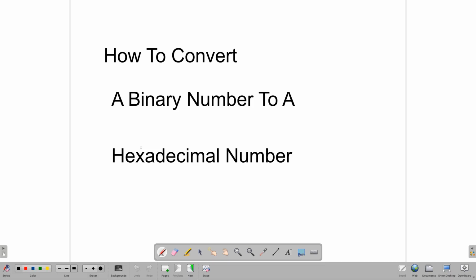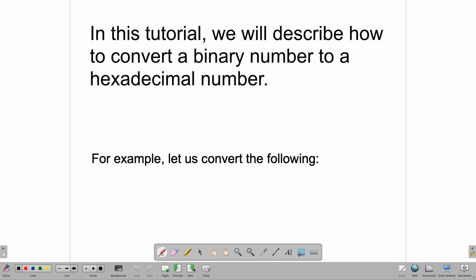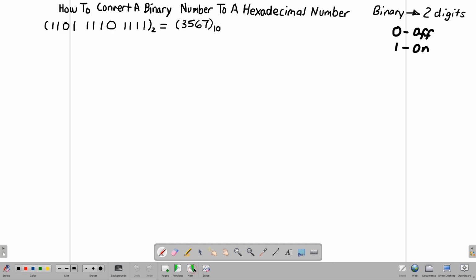How to convert a binary number to a hexadecimal number. In this tutorial, we will describe how to convert a binary number to a hexadecimal number. For example, let us convert the following. Alright, we're going to convert a binary number to a hexadecimal number. For this example, we're going to convert the binary number 110111101111 to a hexadecimal number.